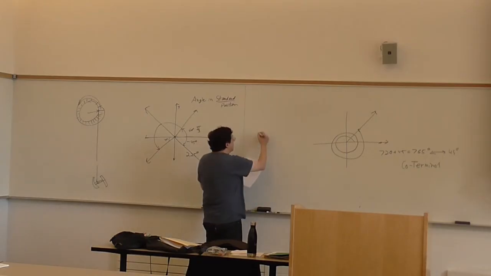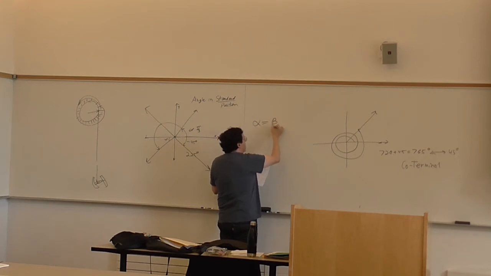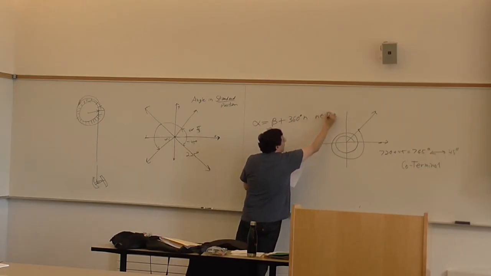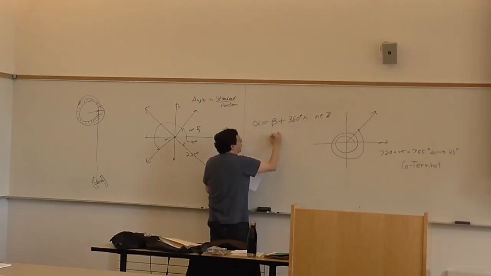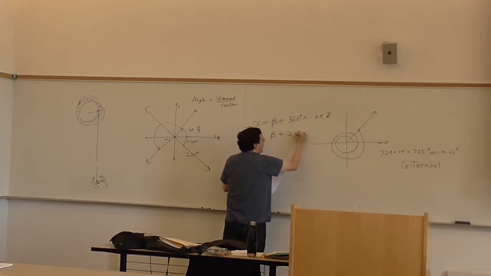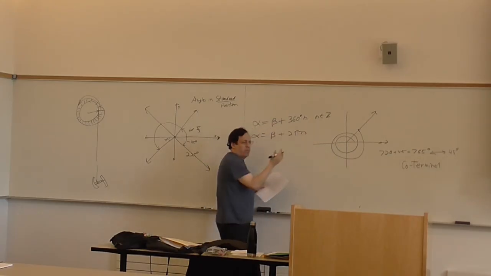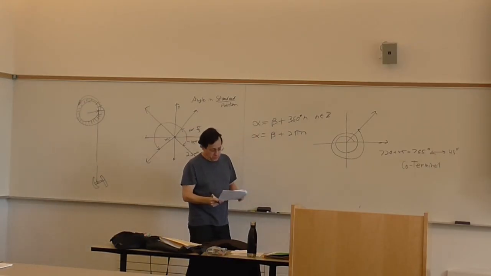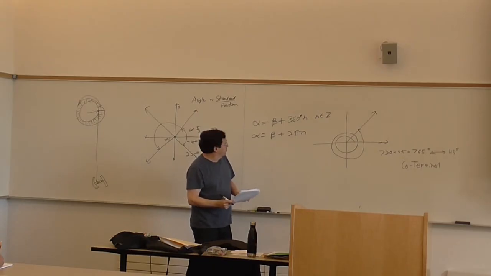We could say angle A might be equal to some other angle plus either 360 degrees times some integer, or if we're using radians, we would say plus 2 pi n. N takes care of positive and negative. So these are equivalent coterminal angles. And I think that's it. That's angle measurement.